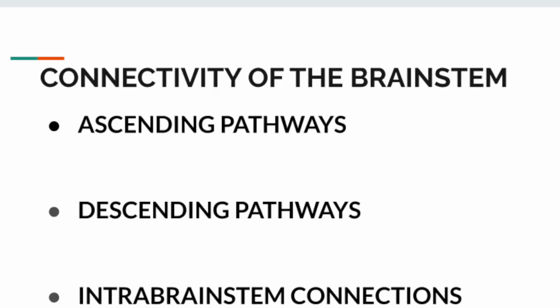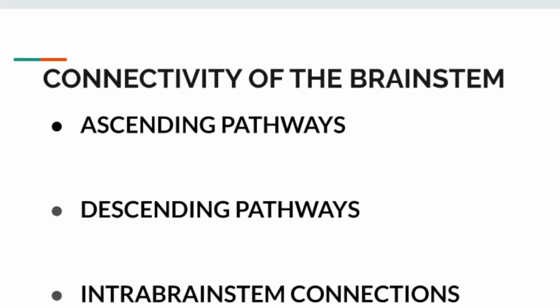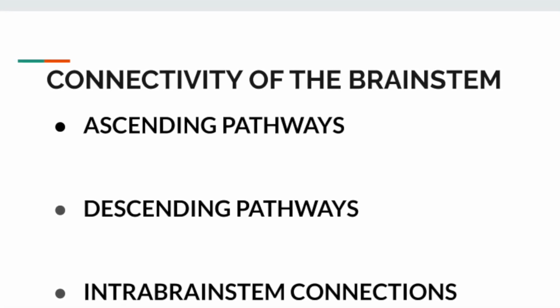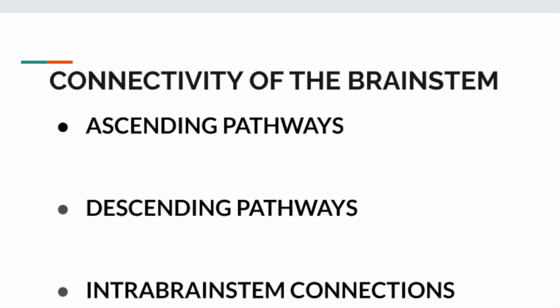Next is the connectivity of the brainstem. The brainstem is intricately connected to other brain regions via ascending and descending pathways, allowing for bidirectional communication between the cerebrum, cerebellum, and the spinal cord. Major connections of the brainstem include: first is ascending pathways.